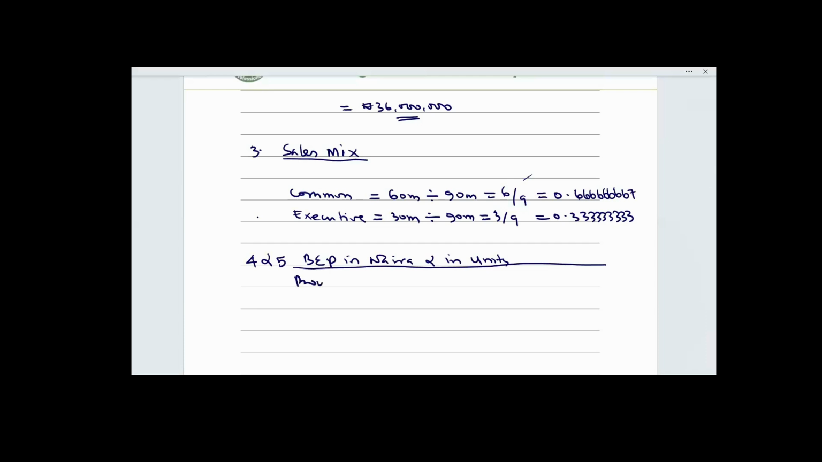So we are going to create a column for products, which is common, then we have executive. Then we have sales mix. Under the sales mix, common is 0.6666667 and executive is 0.3333333. So by the time you add it together, it should give us 1, which is 100%.